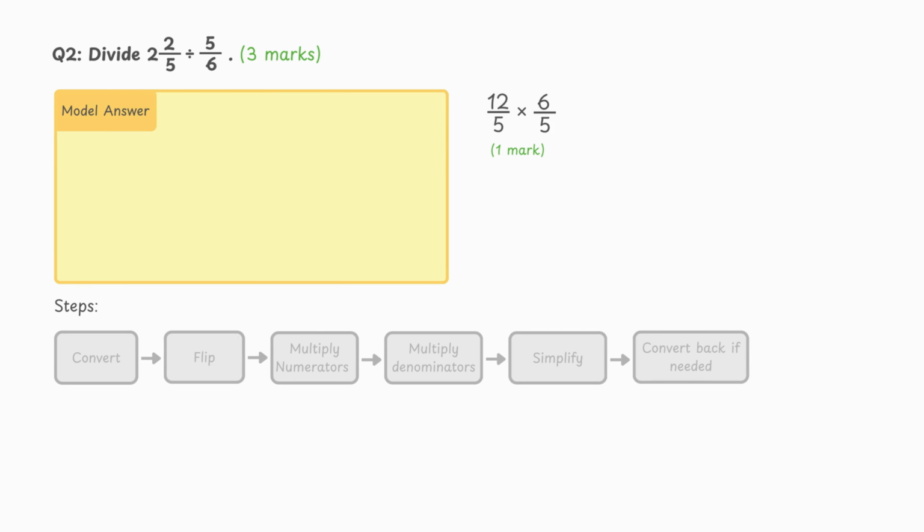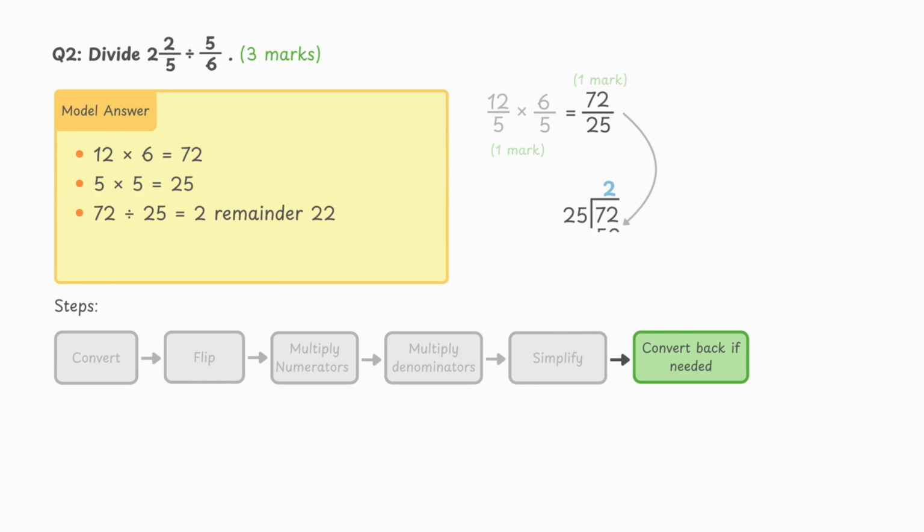Now let's check for any common factors we can cancel before multiplying. In this case, there are no common factors to cancel, so we multiply directly. Multiply the numerators. 12 times 6 gives 72. Then multiply the denominators. 5 times 5 gives 25. That gives us 72 over 25. Finally, we convert the improper fraction back into a mixed number. 72 divided by 25 is 2 remainder 22. So the final answer is 2 and 22 over 25.